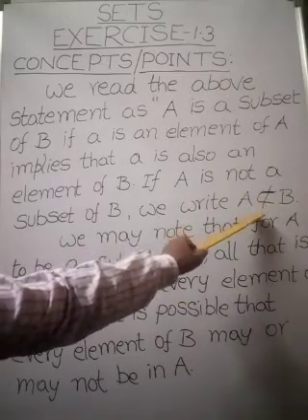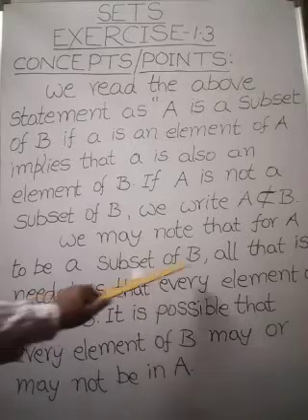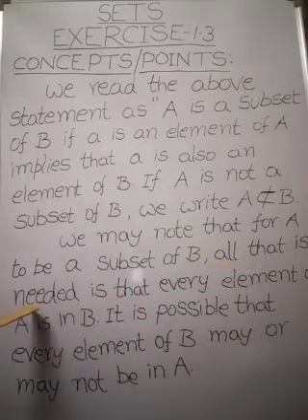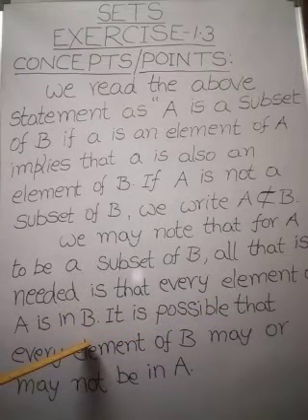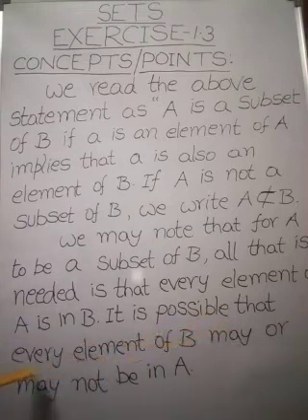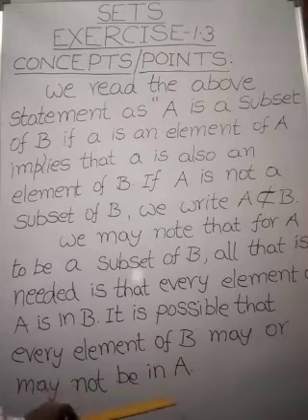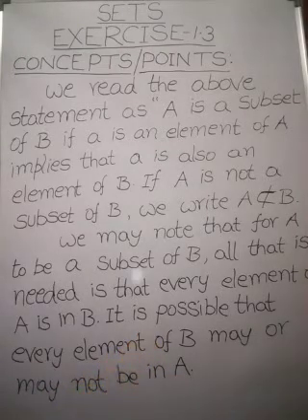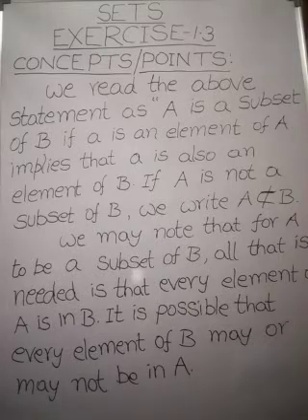Remember these points, my dear children. We may note that for A to be a subset of B, all that is needed is that every element of A is in B. It is possible that every element of B may or may not be in set A, but every element in the set A must be in the set B. Then only A is said to be a subset of B, but every element in the set B may or may not be in the set A. Understood, my dear children? Right.